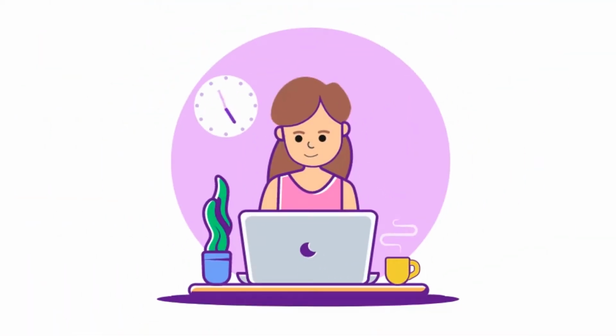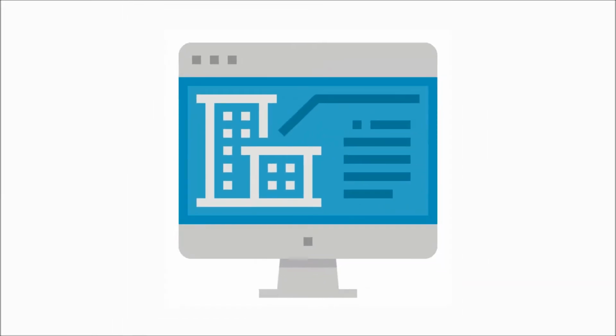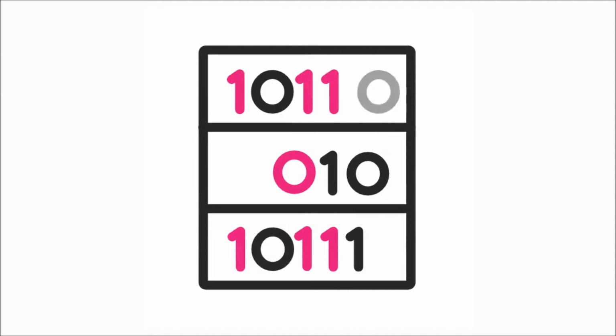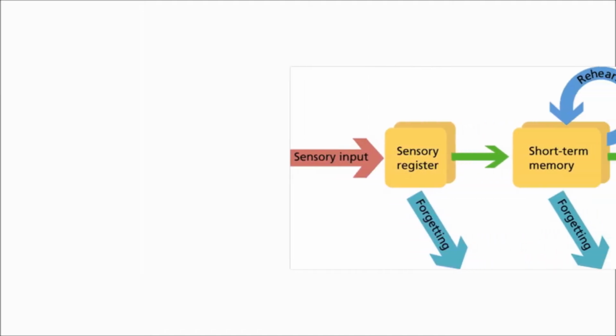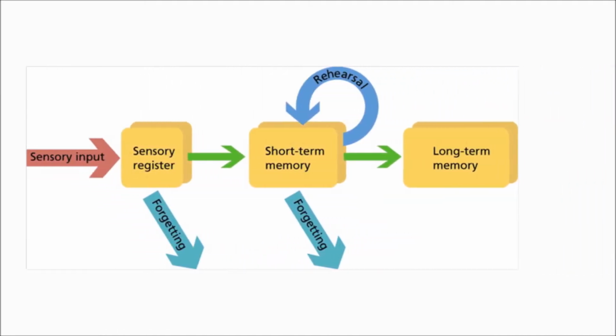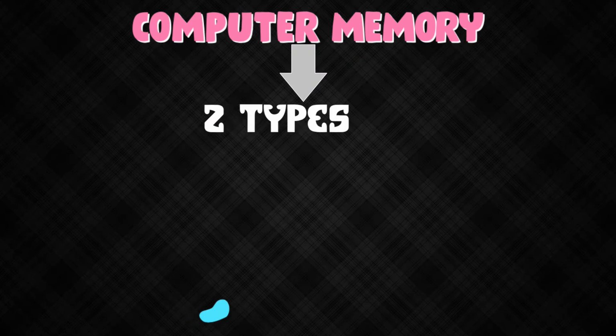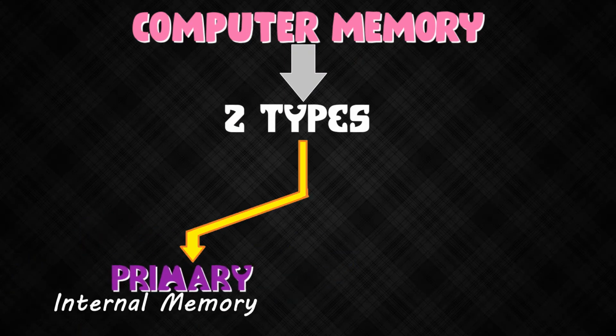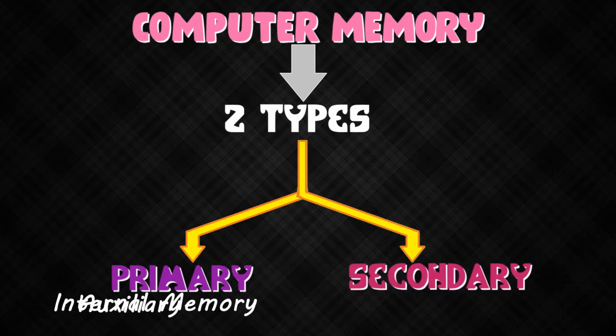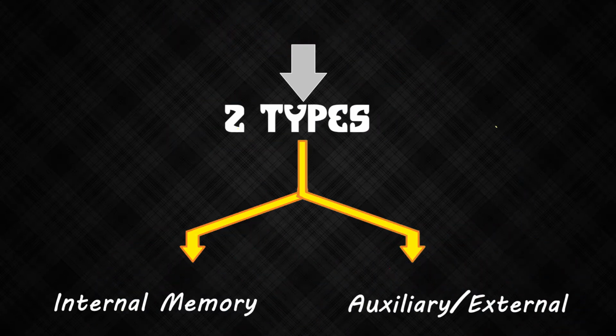Computers don't remember or forget things the way human brains do. Computers work in binary, they either know something or they don't. Like us, computers also have a short-term memory for immediate tasks and a long-term memory for prolonged data storage. Computer memory is of two basic types: primary memory, or the internal memory, and secondary, auxiliary, or external memory.